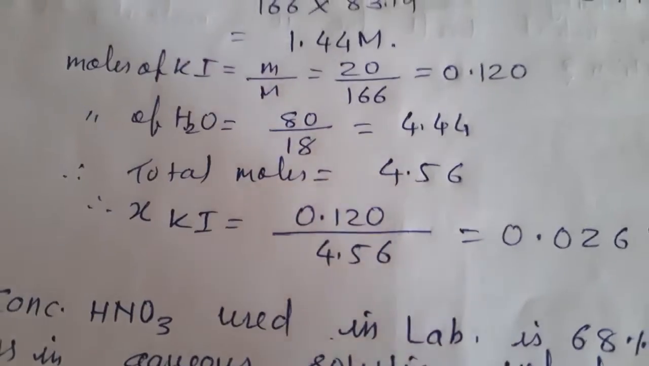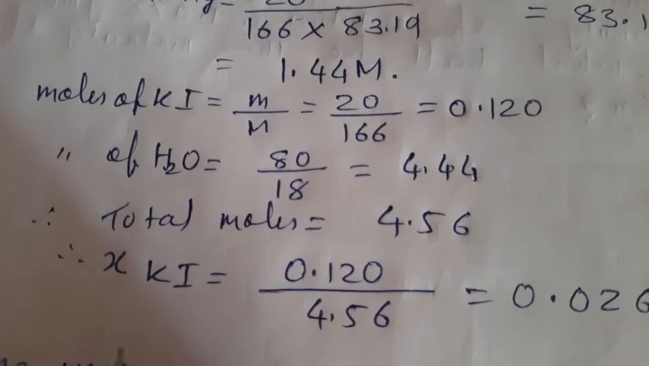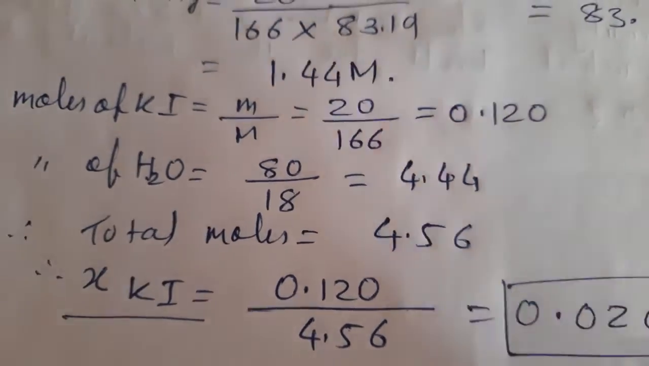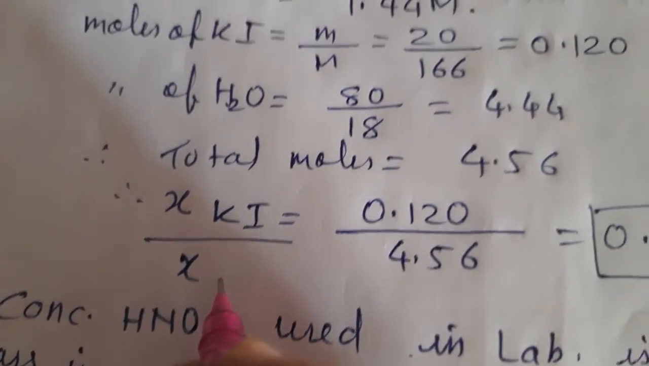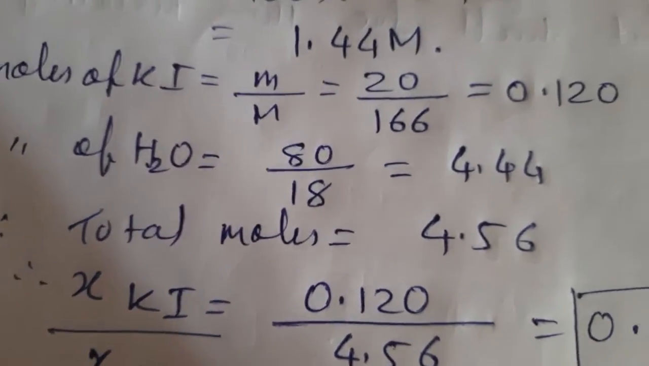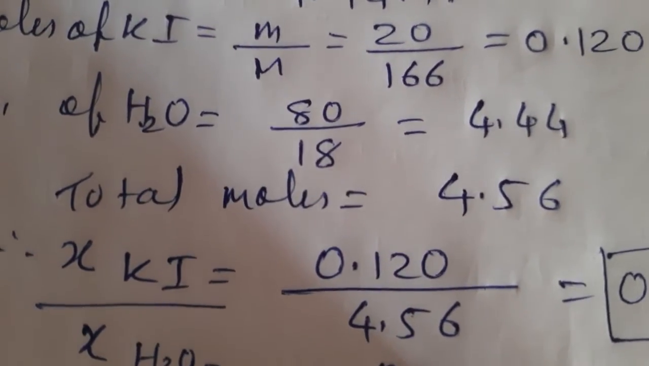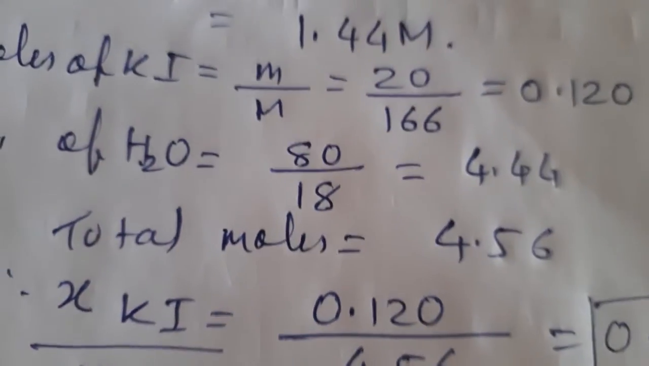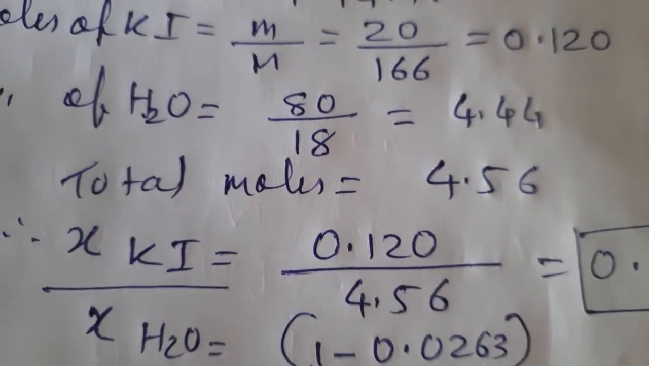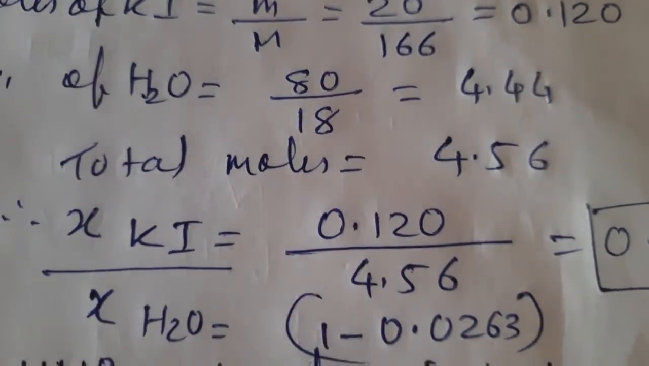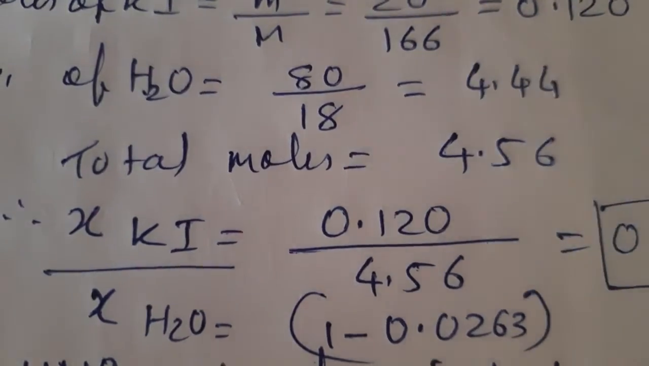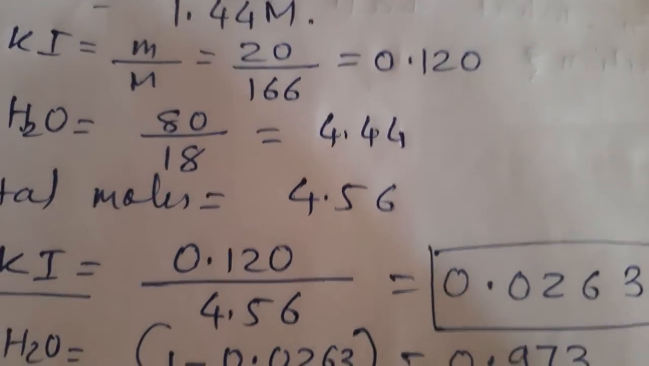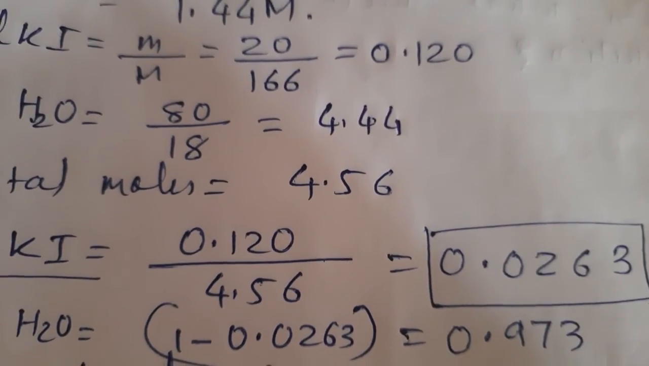If it is asked to find the mole fraction of water, then what will you do? This is mole fraction of KI. So 3 answers we have got. If water is asked, so we will write mole fraction of water is equal to 1 minus 0.0263, which is equal to 0.973. In this way we calculate the mole fraction.